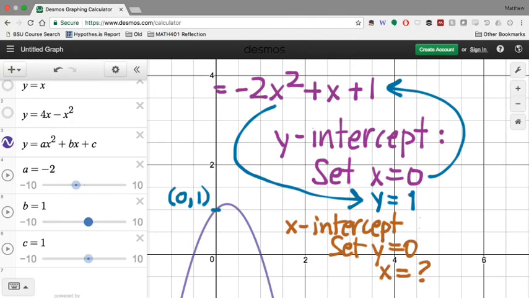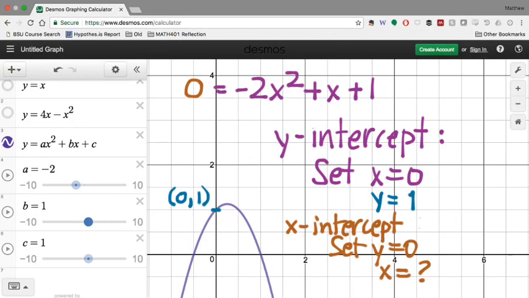If I put a 0 in here for y, now I have an equation that I need to solve for x. And that's not the easiest thing in the world to do. It's not the most obvious thing in the world to do. But you have some tools for it. What are your ideas? How could we try to solve that equation for x?